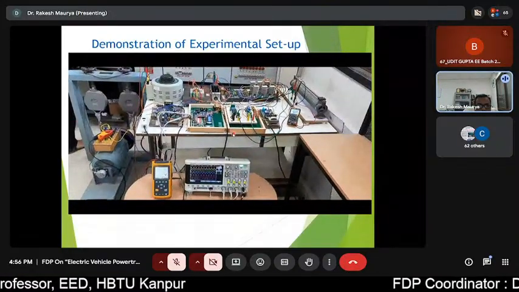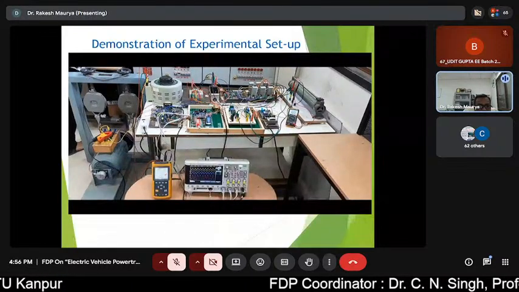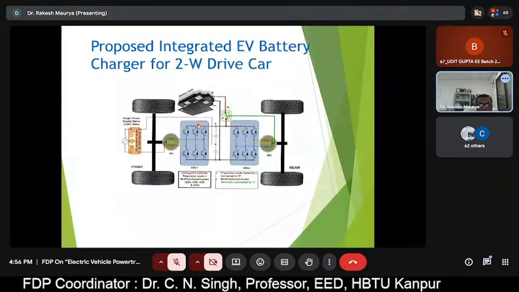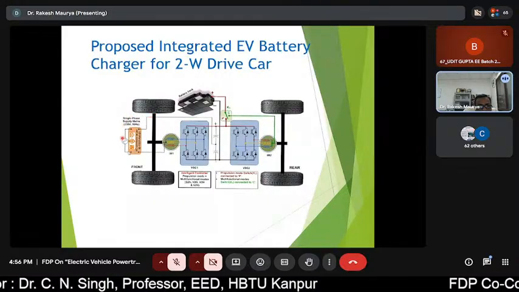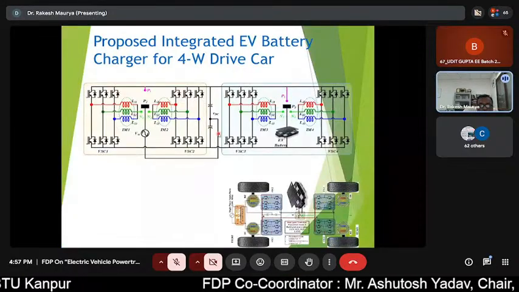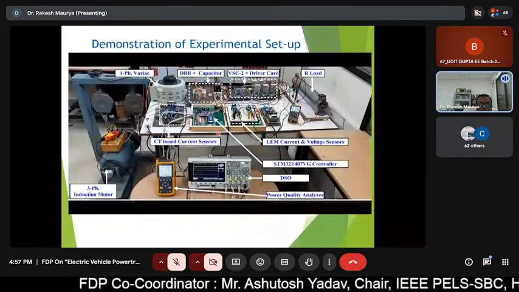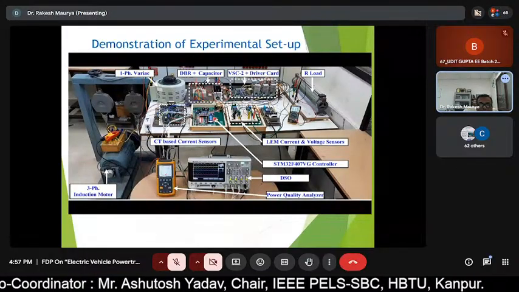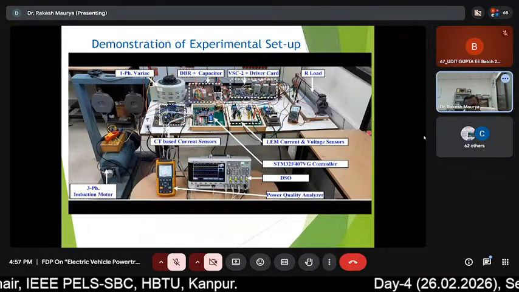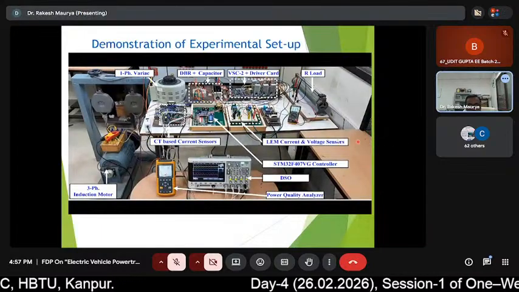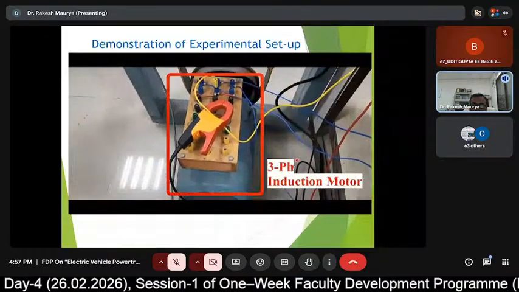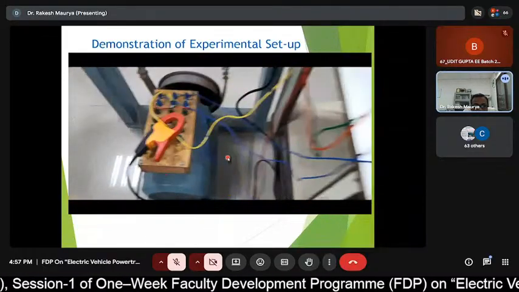So this is the setup which we have developed for the front end charging, for the front end converter. This is the front end converter model we have demonstrated just now. Again, if you wish, I can go through it. Okay, so again you can see this is the single machine which may be treated as the front end drive.